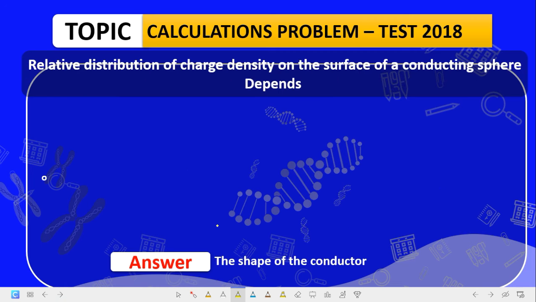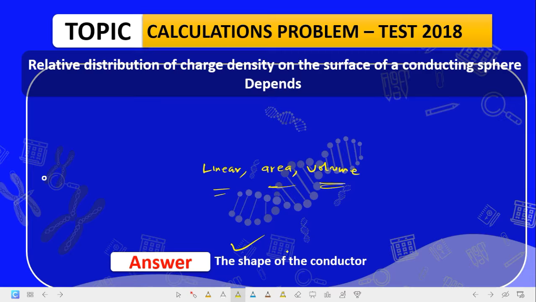The relative distribution of charge density on the surface of a conductive sphere depends on the shape. That is why we have linear distribution, which depends on the shape. We have area distribution, which depends on the shape, and we have the volume charge distribution.